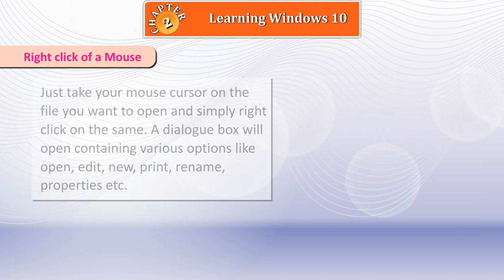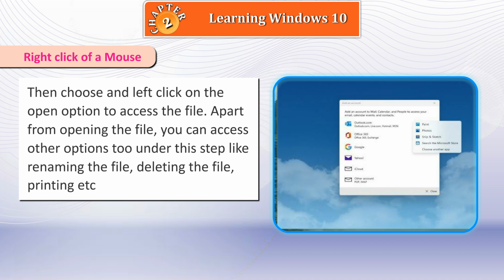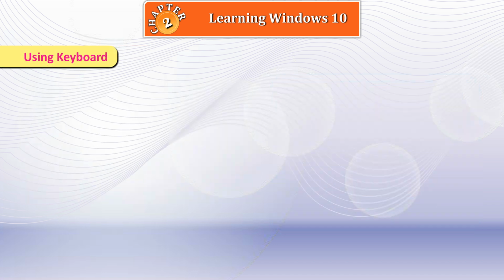Right-click of a mouse. Just take your mouse cursor on the file you want to open and simply right-click on the same. A dialog box will open containing various options like Open, Edit, New, Print, Rename, Properties, etc. Then, choose a left click on the Open option to access the file. Apart from opening the file, you can access other options too under this step like renaming the file, deleting the file, printing, etc.